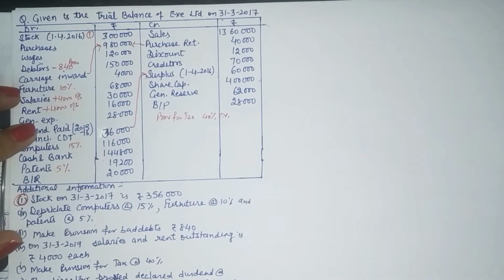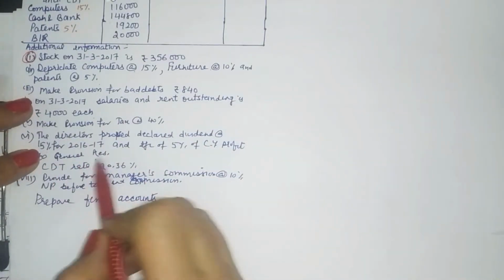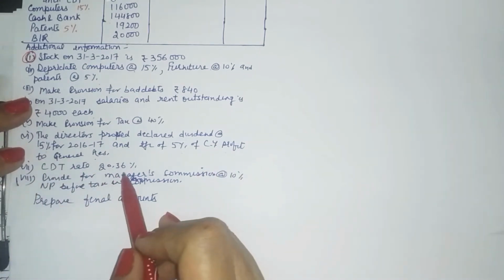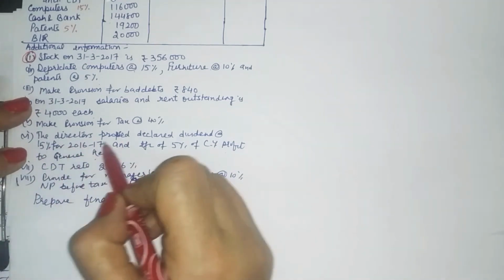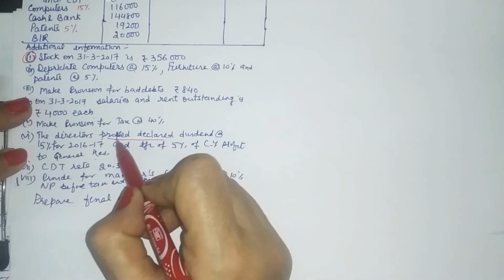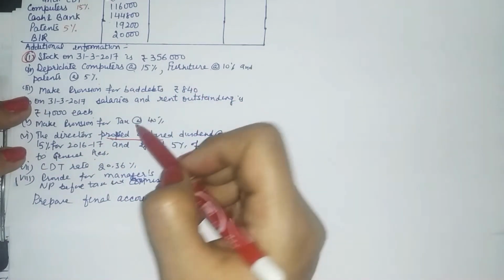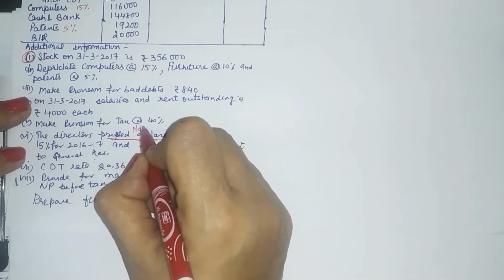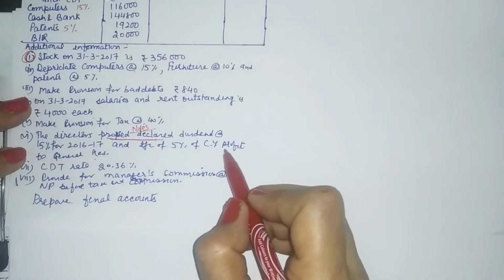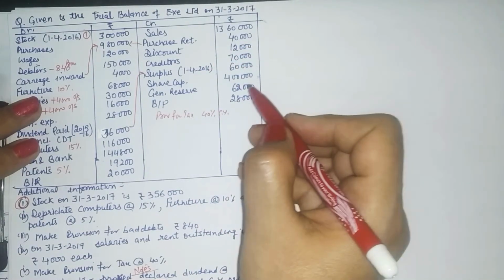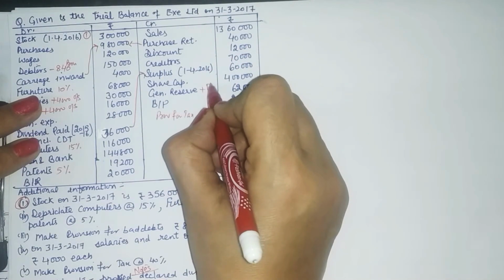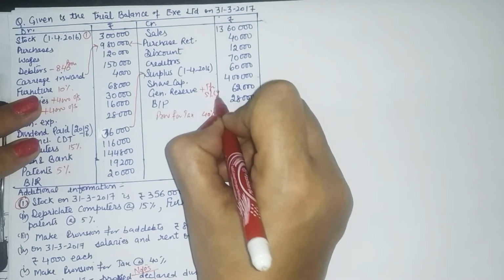The directors proposed dividend at the rate of 15% for current year and 5% of the profit is to be transferred to general reserve. Now a dividend proposed is not to be recorded in the final statements. It can only come as a note. So you will simply show it in the notes to balance sheet. Right? Then you are to make transfer 5% to general reserve. So here in the reserves we will be writing transfer 5% of current year profit.